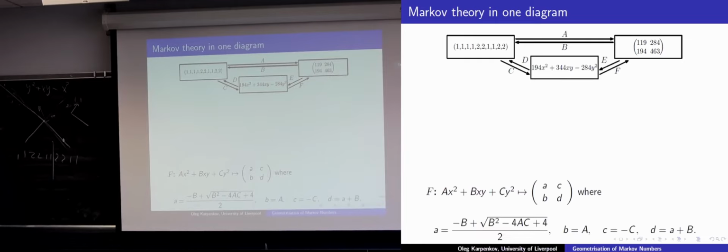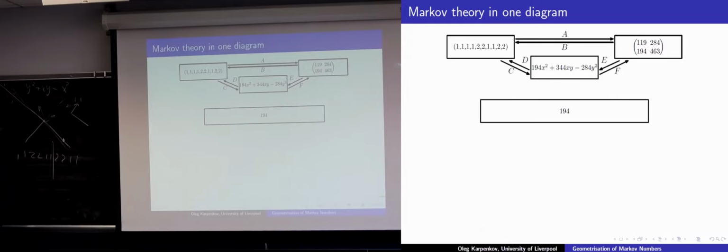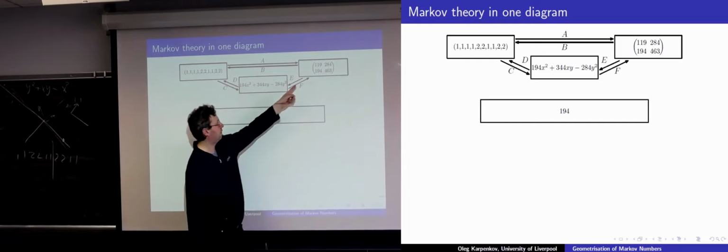Great. So now, that was this triple: sequences, matrices, and forms. This is what Igor was actually asking me in the very beginning, how they're related. So that's the moment when we collect everything together. Now there is also the Markov number, which is a solution of the equation, and you can easily see it from here or from there.